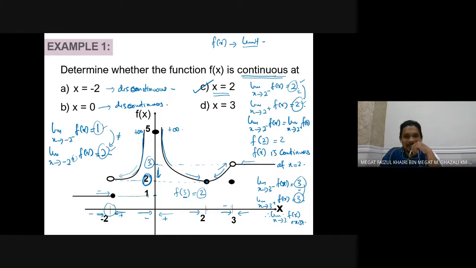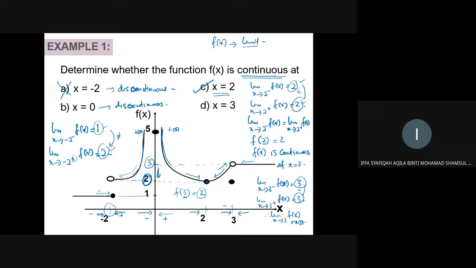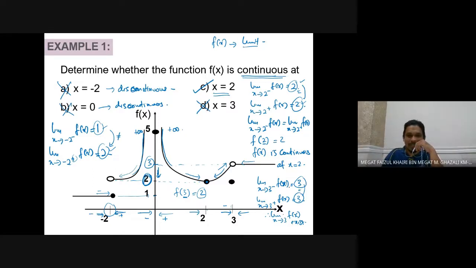Class, is this continuous at x equal to 3? No, it is not continuous. The limit exists, but when x is exactly equal to 3, y equals 2, and they are not equal. So it is not continuous at x equal to 3. Only continuous at x equal to 2 here.